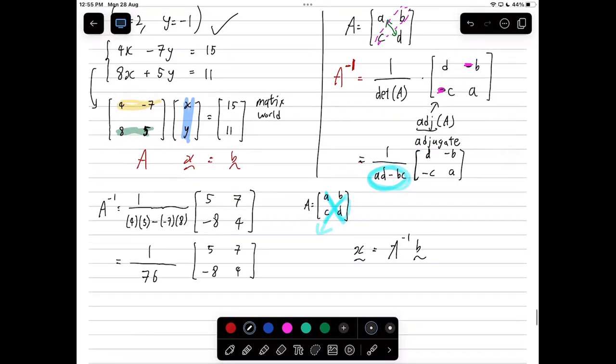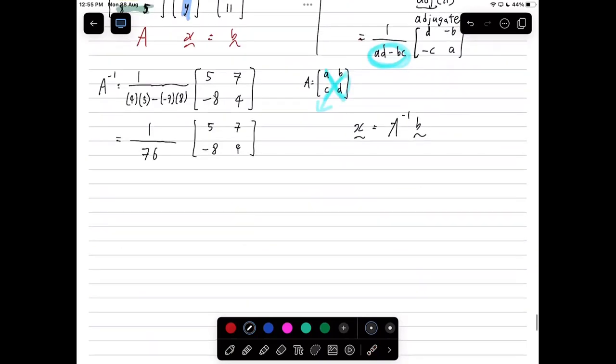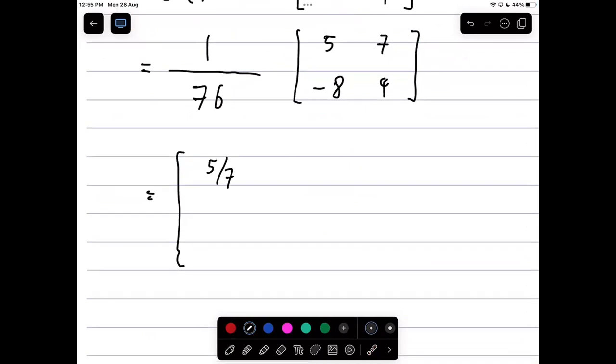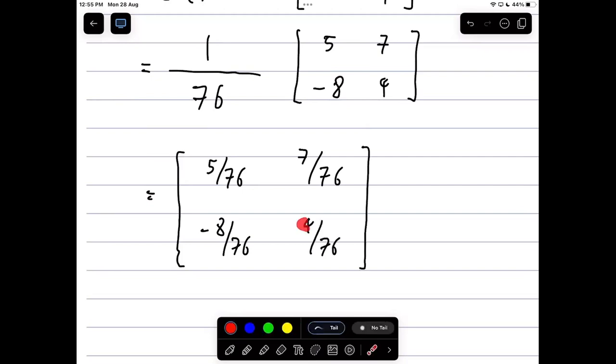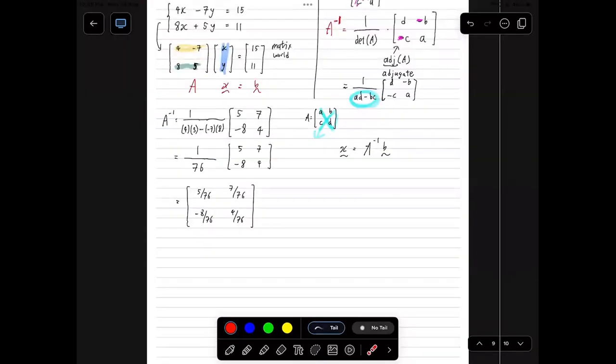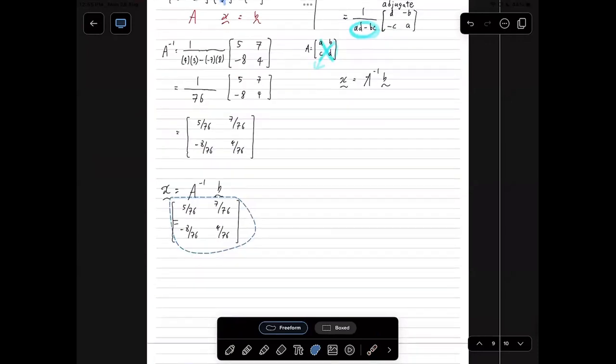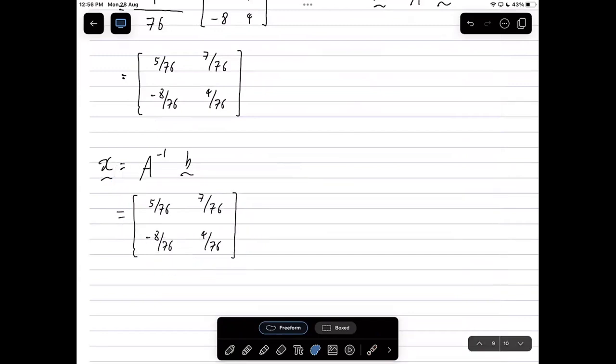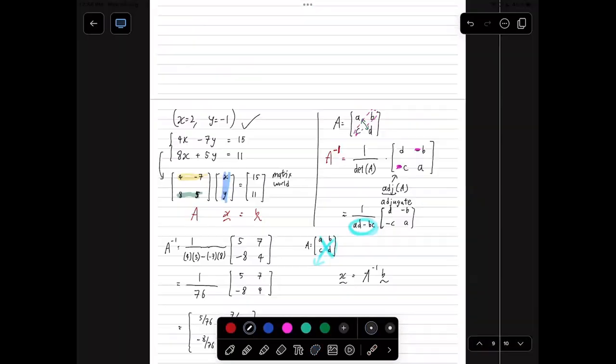Now we're going to multiply it inside. So let's just make it ugly. Just multiply inside. Get 5 over 76, 7 over 76, minus 8 over 76, 4 over 76. I'm not going to simplify it. I know there's common terms you can cancel off. I'm not going to simplify it. Leave it. Next, we're going to solve for x. So x equals to what? A inverse b. Right? What does that mean? It means we copy down the answer from above, this A inverse. Then we're going to multiply by b. What's my vector b?